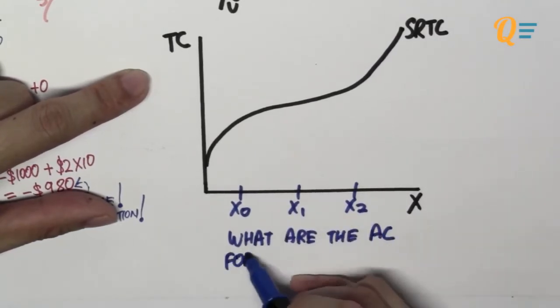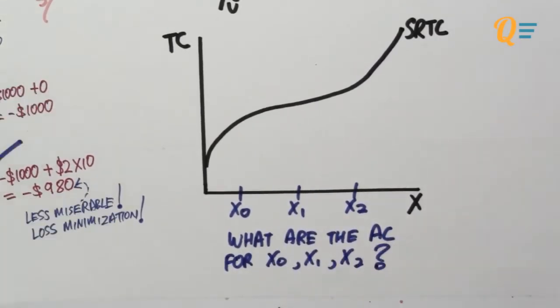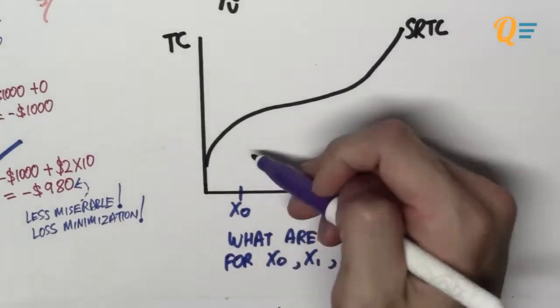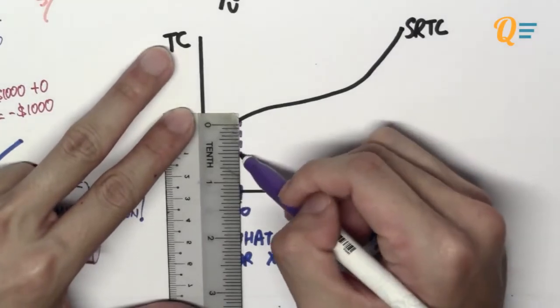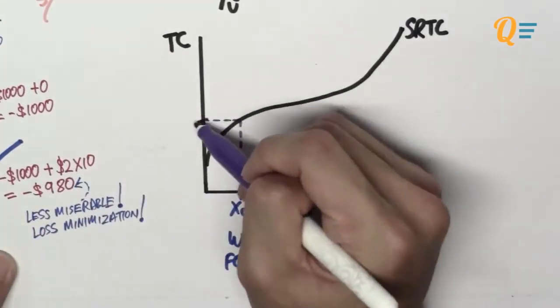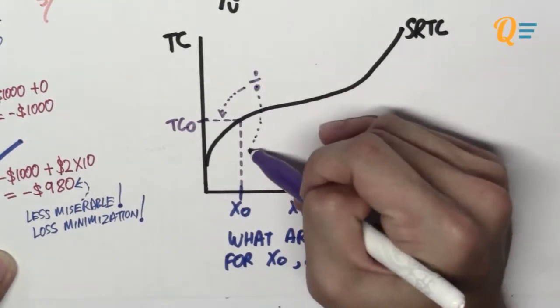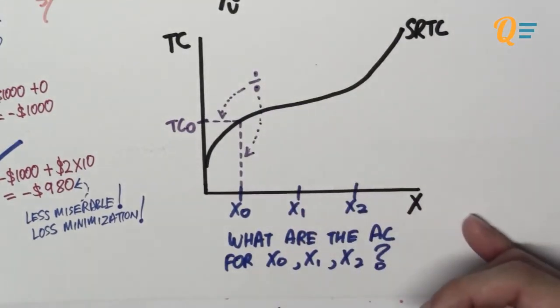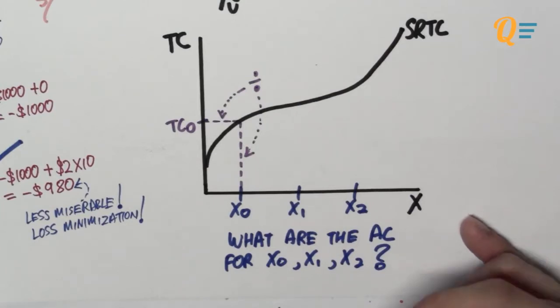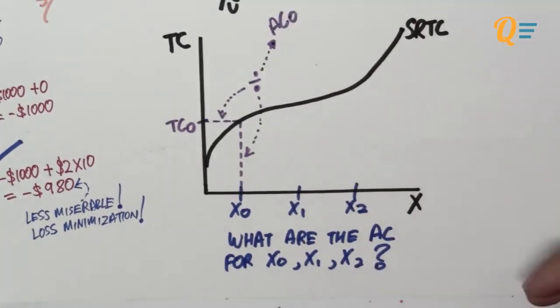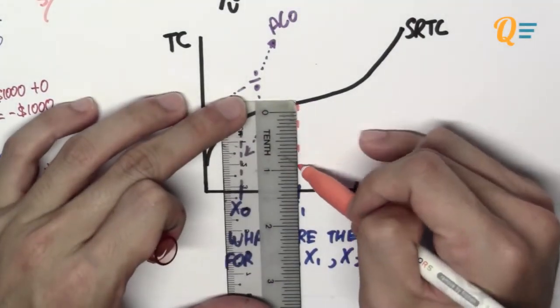What are the average costs for X0, X1, and X2? So that's the question that you're answering. To find that out, simply, let's take a look at X0 first. To produce X0, the total cost incurred is going to be TC0. So you need to take this width divided by this height to get the average cost, because average cost is TC divided by X, right? So that's average cost naught. AC0 is going to be the first average cost.